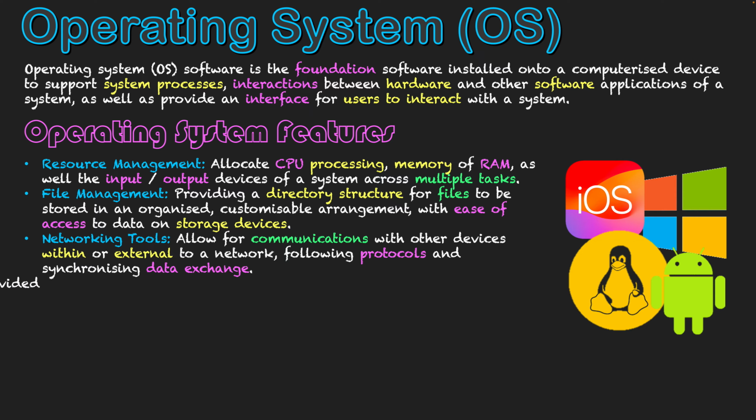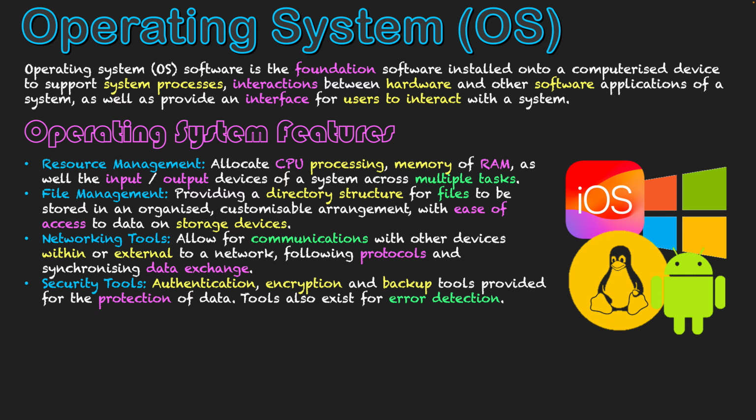The next area is that of security tools, and this can obviously be seen as in conjunction with network tools. Authentication, which means login and passwords, encryption tools, scrambling data during transmission, as well as backup tools for protecting data in case it's lost on my system due to a power outage or malfunction with my system.